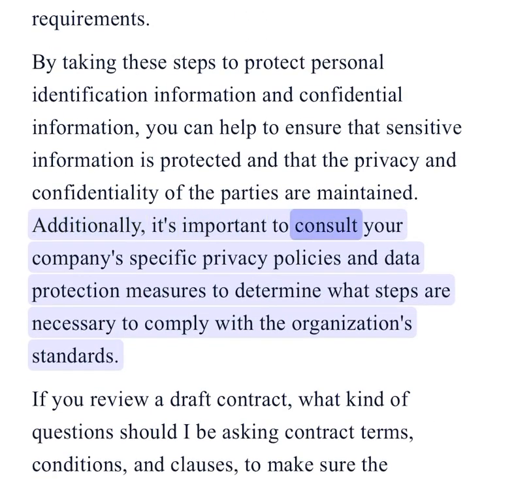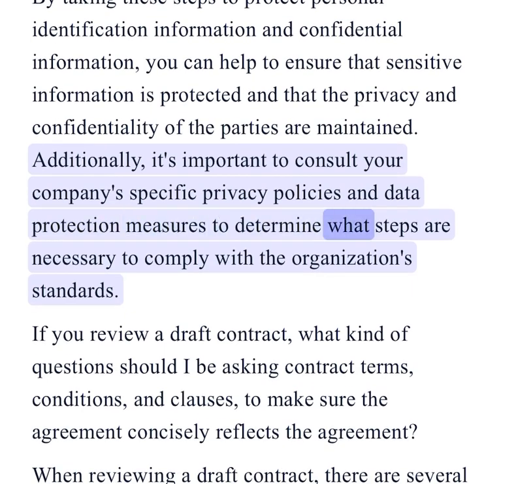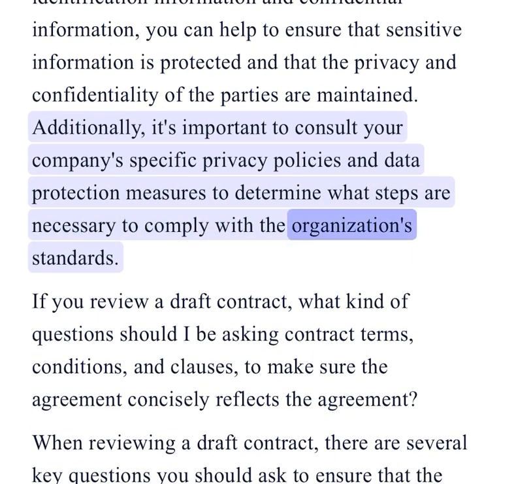Additionally, it's important to consult your company's specific privacy policies and data protection measures to determine what steps are necessary to comply with the organization's standards.